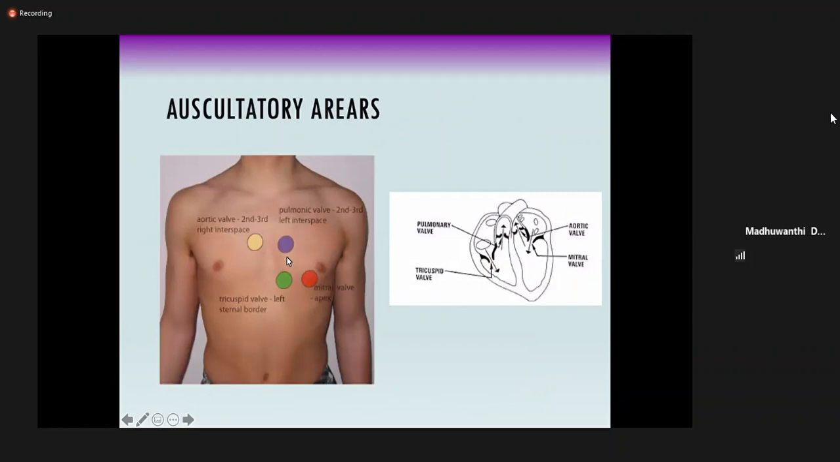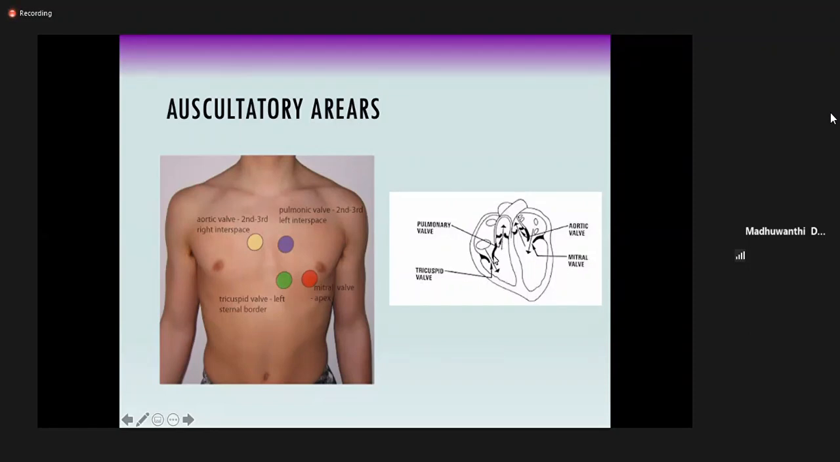Then lastly, the auscultatory areas. The valves are there, and as you know, you have to learn about the valves. When these valves close, they make a sound. But if these valves are not functioning properly, either if they are not closing properly and let the blood flow after they are supposed to close, or if the valves are narrowed and enough blood is not going through, then it will make a sound. These sounds are called murmurs.